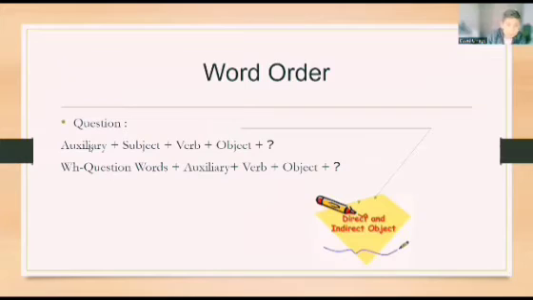Question. There are two forms, the simple and with the WH question words. First, the simple. The structure is auxiliary plus subject plus verb plus object plus question mark. That is very important for the questions. And with the WH question words, we start with the WH question word plus the auxiliary plus verb plus subject plus question mark, and direct and indirect objects with the object.